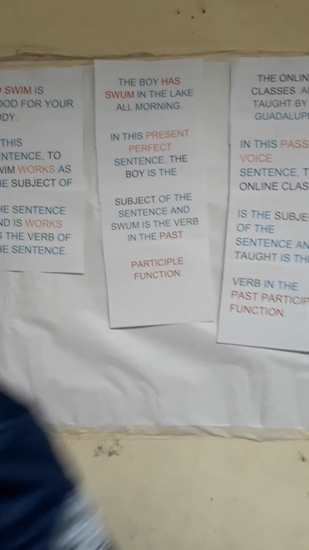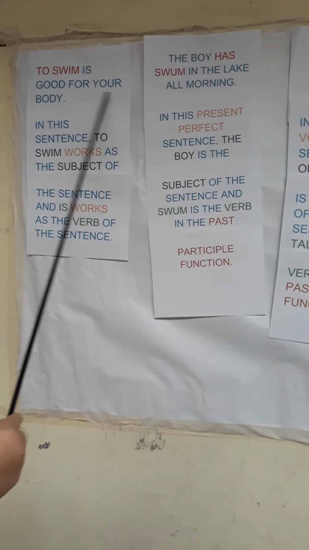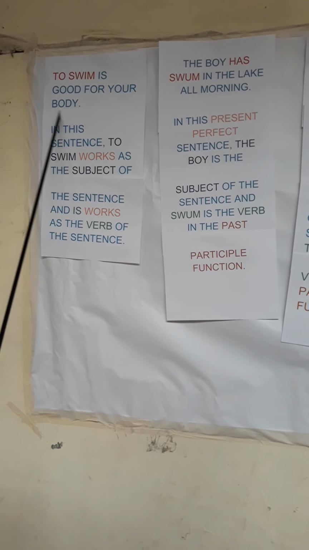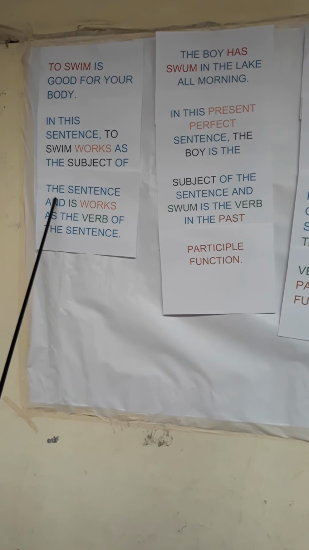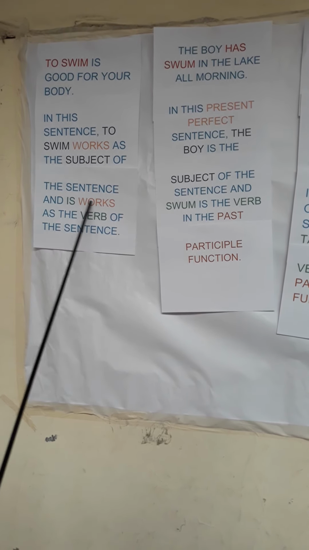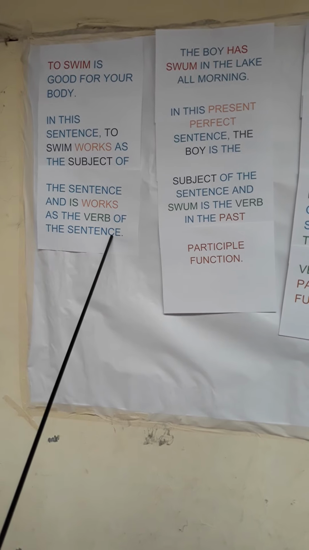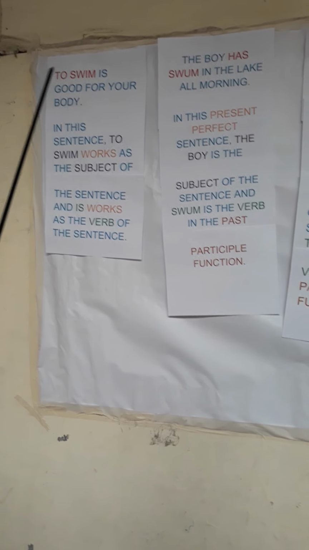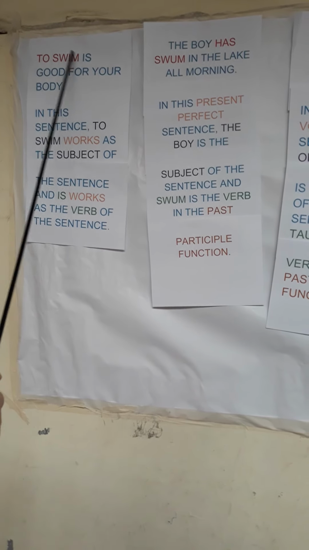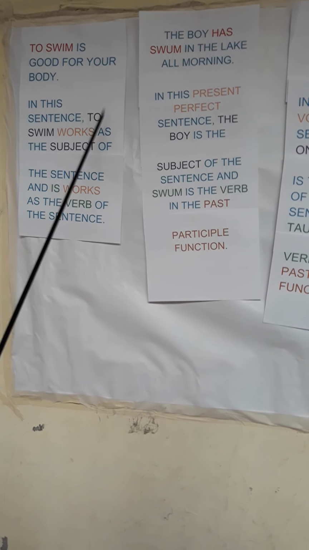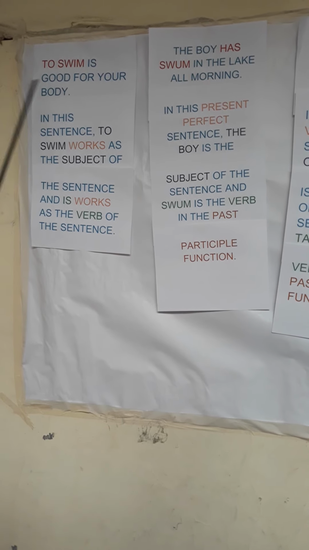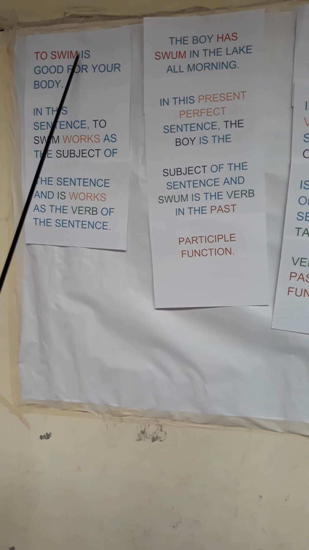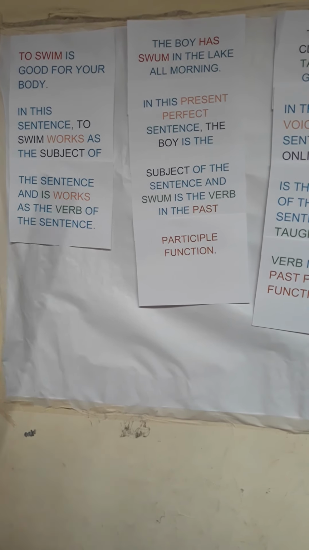It says, to swim is good for your body. In this sentence, to swim works as the subject of the sentence, and is works as the main verb of the sentence. Remember when I was explaining gerund that it said swimming is good for your body. So you can either use infinitive or gerund because both of them work as a noun. So they can be the subjects of the sentence.